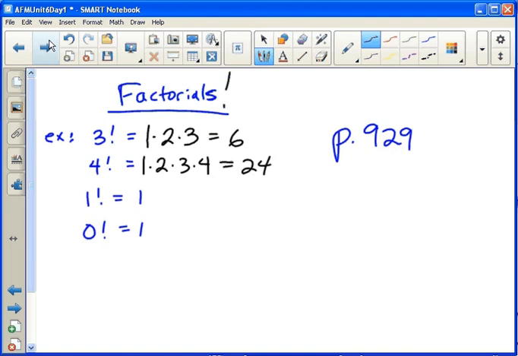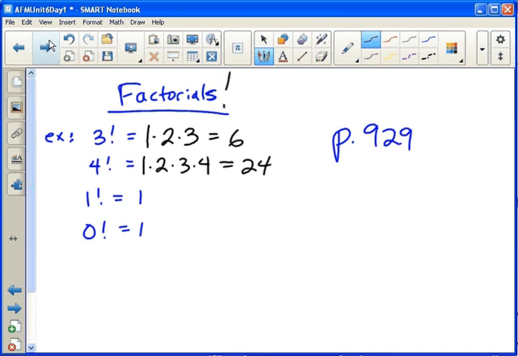So 1 factorial is 1. That should make sense because it's just 1. But 0 factorial is also 1. Now that may not seem to make sense to you, and I understand if that throws you off, but that's really not anything to work out or to understand. That's just the way that the mathematicians have defined a 0 factorial. So you should consider 0 factorial equals 1 to be a definition.